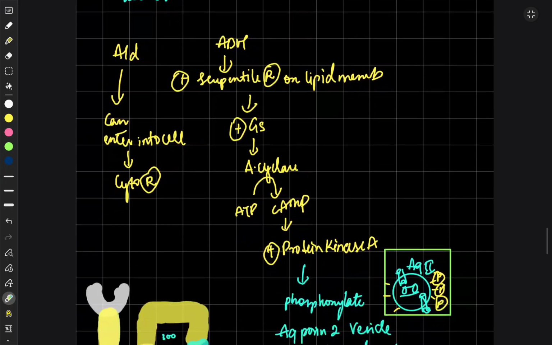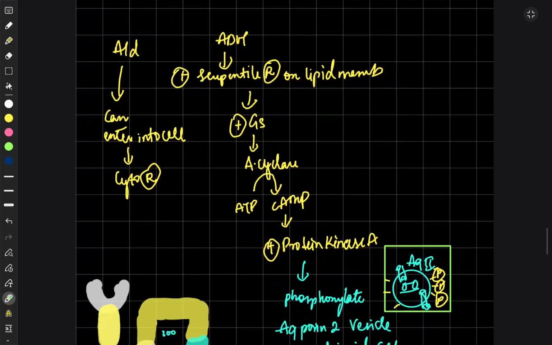Thus aldosterone can enter the cell, as it has cytoplasmic receptors. ADH will bind to the receptors on the lipid membrane. It activates G-stimulatory, which activates adenyl cyclase and increases synthesis of cyclic AMP, which activates protein kinase A.